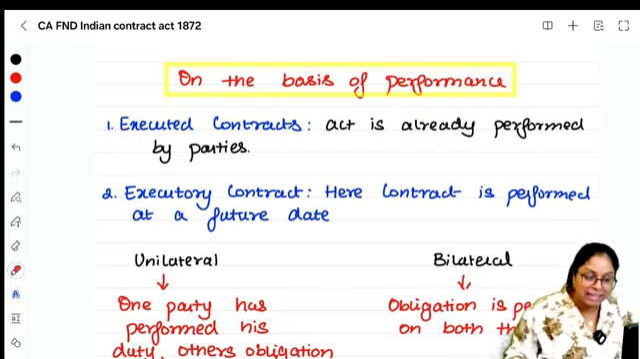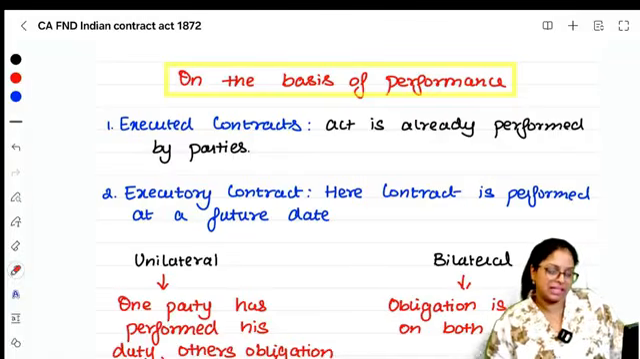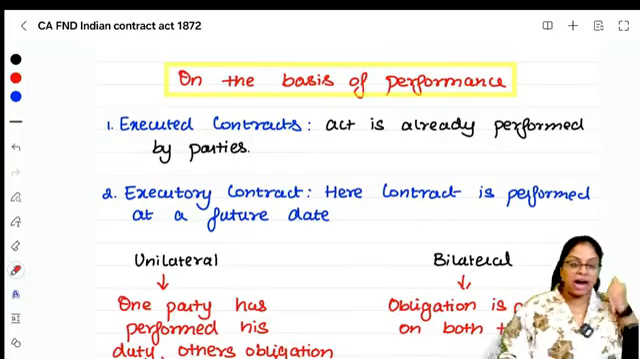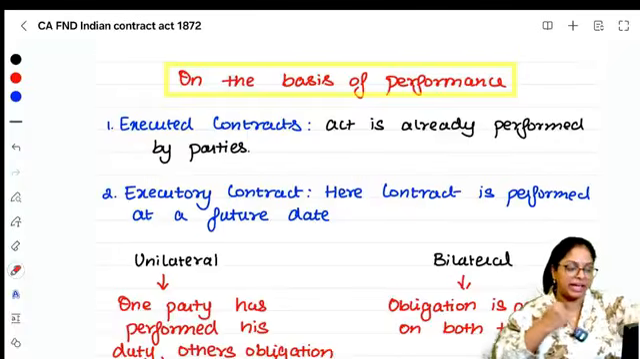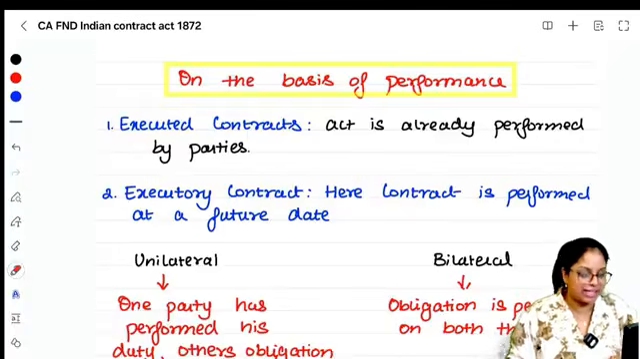Either both the parties have not fulfilled or any one person has not fulfilled. Neither of us has paid, and you have not given me the laptop either, then it is a bilateral executory contract.